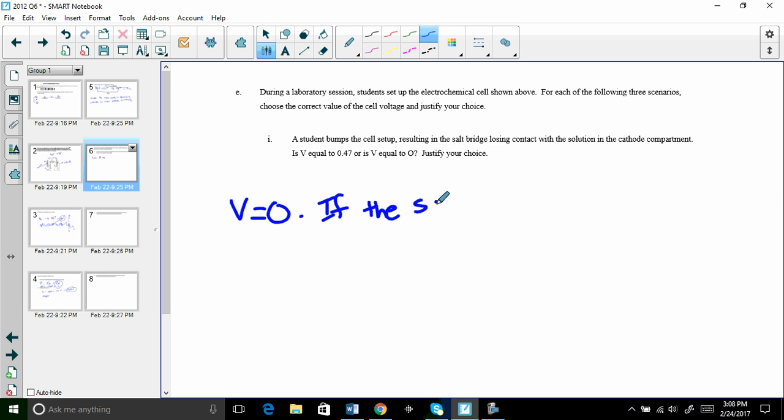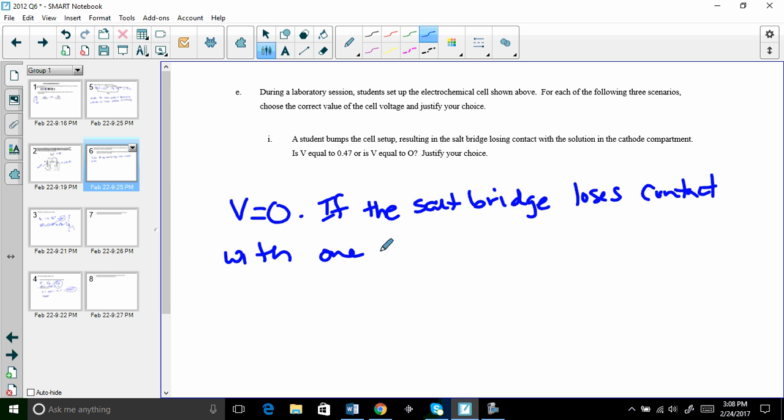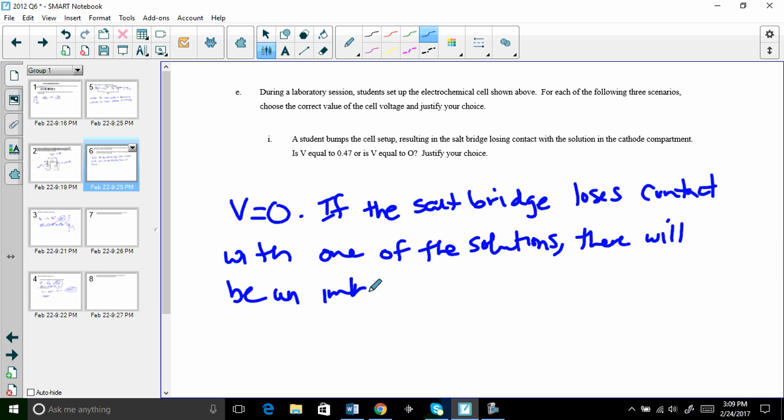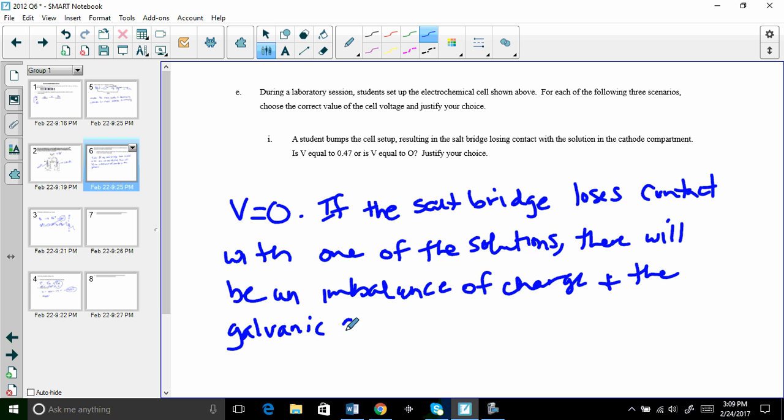So if the salt bridge loses contact with one of the solutions, there will be an imbalance of charge and the galvanic cell, or the voltaic cell, or the battery, whatever you want to say, stops producing voltage.